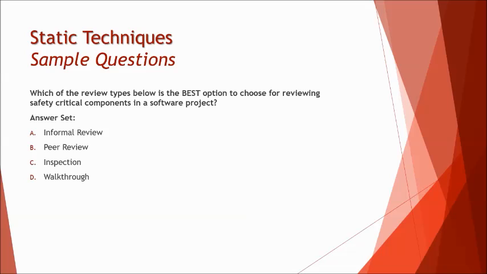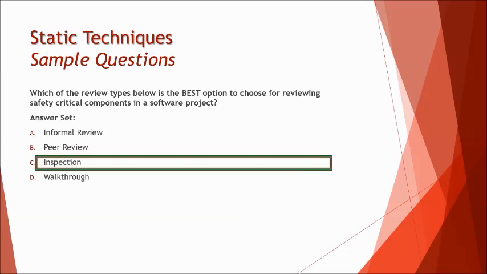So no second thoughts, we have only inspection as the right answer for this, because inspection is the most formal review, or I can say inspection is the formal review process. The right answer here is inspection, because we cannot take any chances or any kind of liberty when you talk about safety critical components of a software project. Being most formal would be the best way to deal with such things. So the right answer is C, inspection.